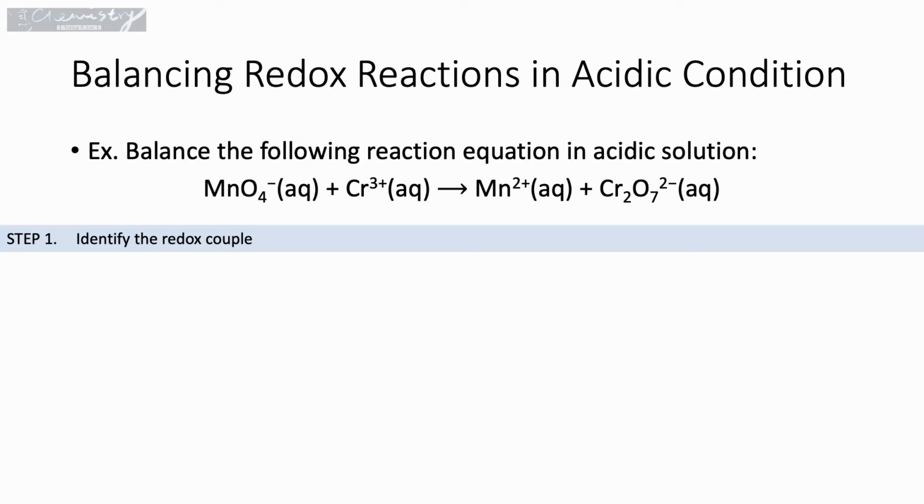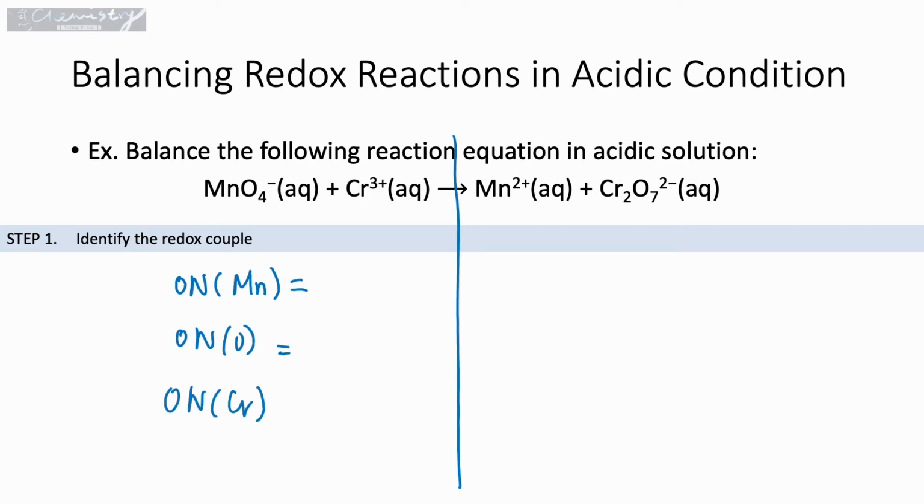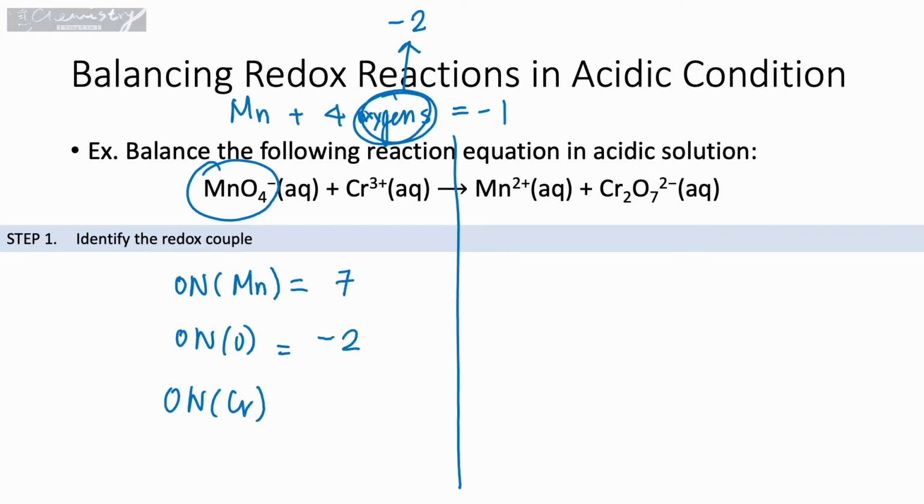To do this, we need to find the oxidation number of all the species on each side. On the left side, we have manganese, oxygen, and chromium. For manganese, the Mn and the 4 oxygens add up to -1, and each oxygen, according to the oxidation number rules, is -2. Therefore, the manganese will be +7 and oxygen will be -2. Chromium is a monoatomic ion, so its oxidation number is its charge, which is +3.